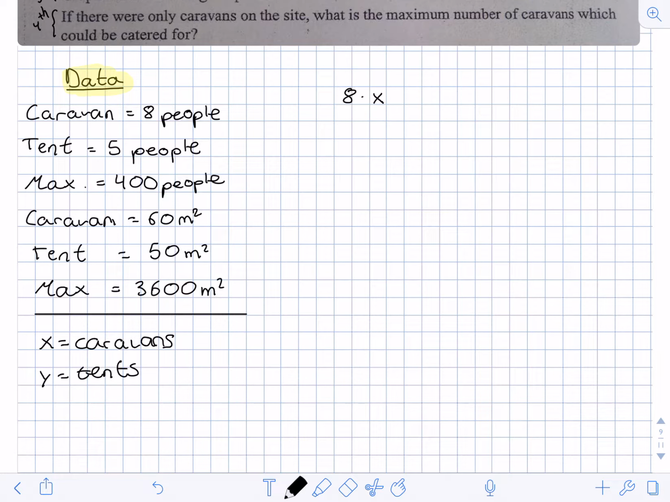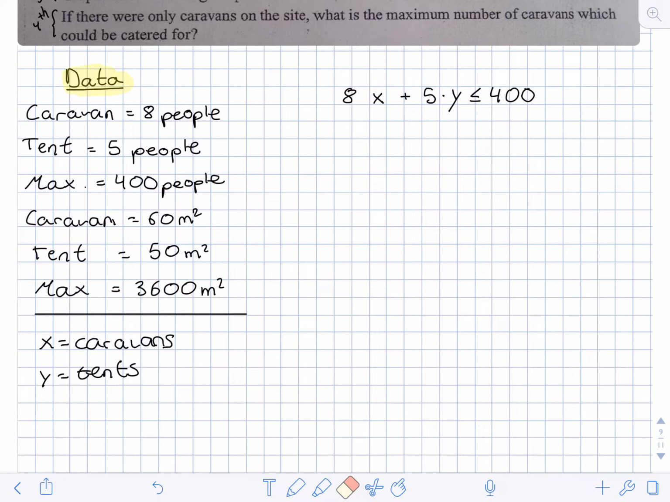So it's going to be 8 people by the number of caravans, plus 5 people by the number of tents, what we call Y, has to be less or equal than 400 people on the site. Why is this? Because the maximum people that the site can take is 400. Not 401, but 400. So it's going to be less or equal than 400. So that's one of the equations, right?